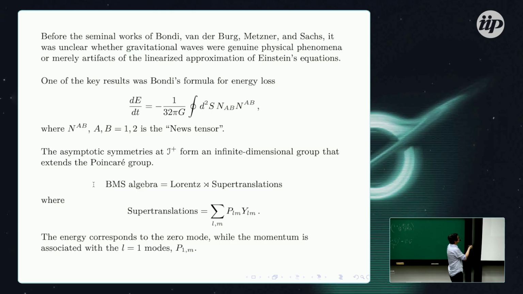In particular, the supertranslations can be characterized by a scalar function on the sphere, so it can be expanded in spherical harmonics. The first harmonic, when L is equal to 0, describes the energy P0. The modes with L equal to 1 describe the 3 components of the linear momentum. And the higher multipole moments describe the so-called supertranslations. This is the idea. Okay.